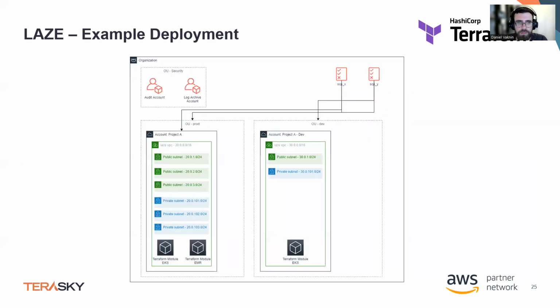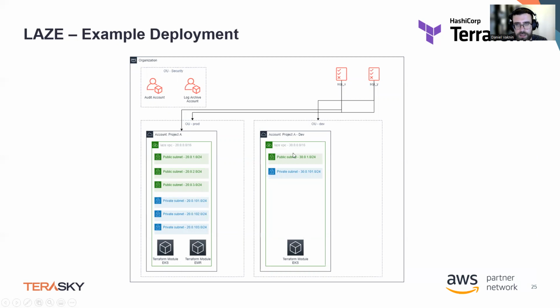Here is an example of a very, very simple organization that you can deploy with LAZE with one single YAML file and one command. So let's say that we want to deploy this security OU with the two accounts that we talked about before, the audit or security account and the log archive account. In addition, we want to deploy another OU, which is called prod, with another account inside it, which is called project A. This account should contain one VPC with 3 public subnets, 3 private subnets, one EKS module, and one EMR module.